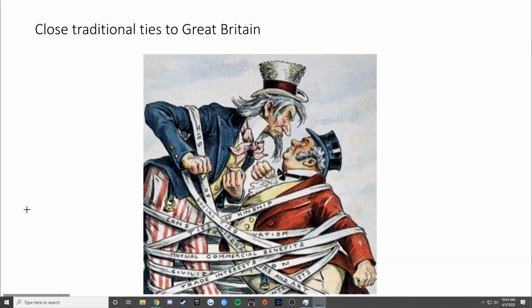So one reason is Americans feel like the principle of freedom of the seas is being violated by the sinking of the Lusitania, and we have close ties to the Allies. We have close ties to Britain, right? We're once a British colony. This image shows, obviously, Uncle Sam here, and this is a figure in Europe called John Bull, who represents Great Britain. And you can see we have social ties here, right? We have ties of kinship, conservatism. We have mutual economic benefits. We have trade interests.